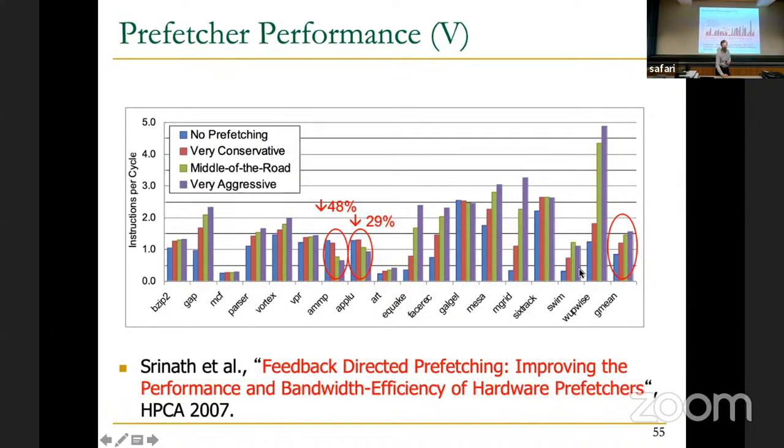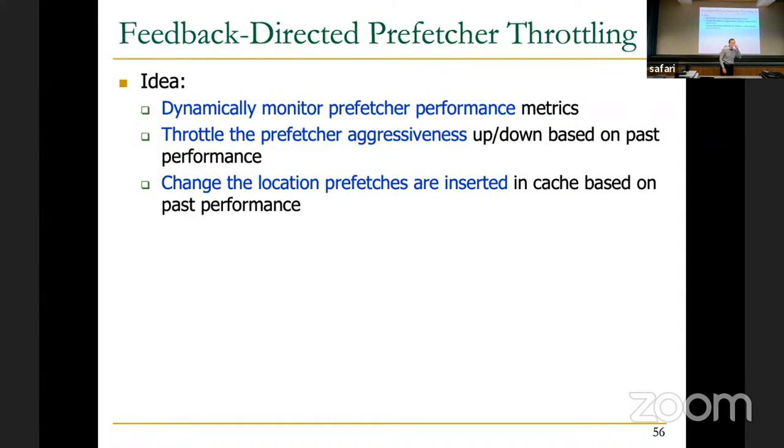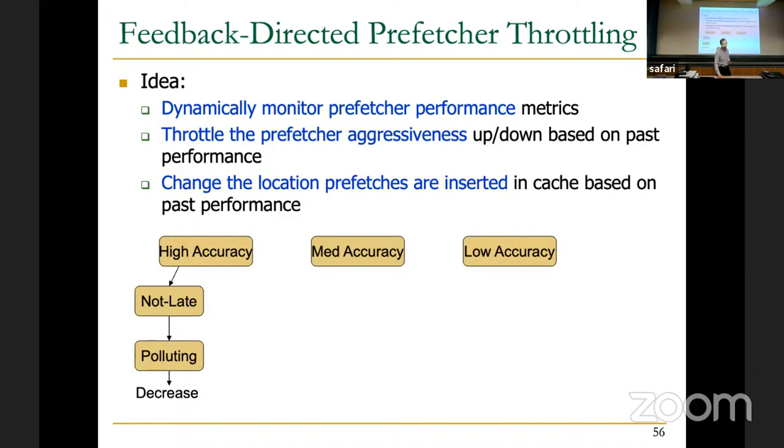It makes sense, hopefully. So many systems today implement some sort of feedback-directed prefetcher throttling. The idea is to dynamically monitor the prefetcher performance metrics and throttle the prefetcher aggressiveness up or down. This is very similar to source throttling, except here your source is the prefetcher, right? The prefetcher is a source of memory requests. You throttle the aggressiveness of the prefetcher. And also you change the location where prefetched blocks are inserted into the cache, based on the past performance of the prefetcher. So let's take an example.